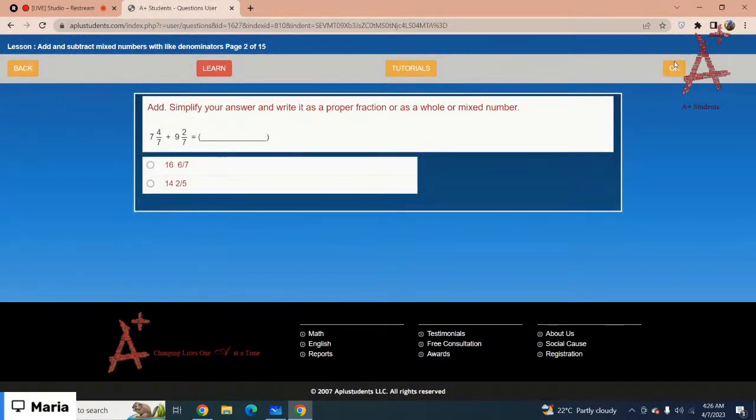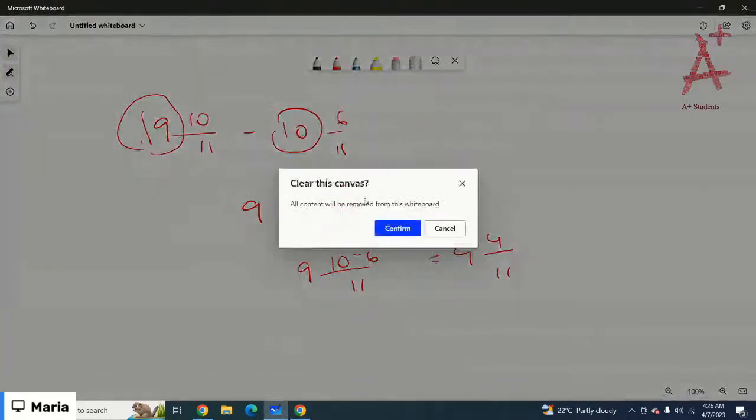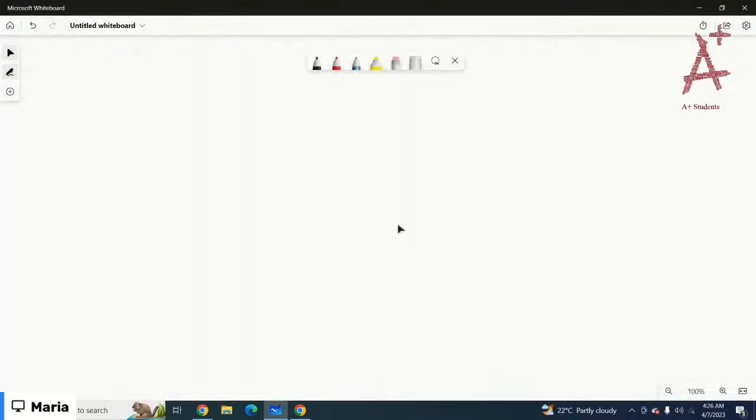Okay, add, simplify your answer and write it as a proper fraction and as a whole number or mixed number. Got it? So it would be 7 whole 4 over 7 plus 9 whole 2 over 7. So just add the whole numbers. 9 plus 7 is 16.